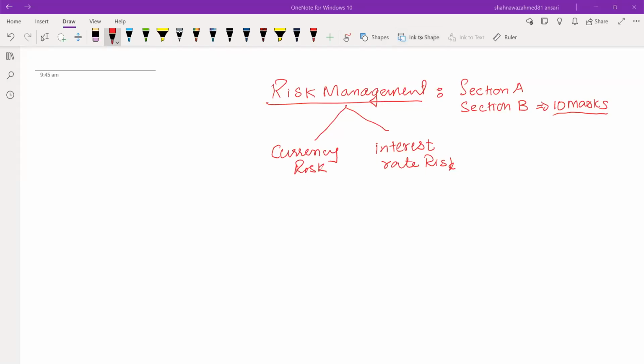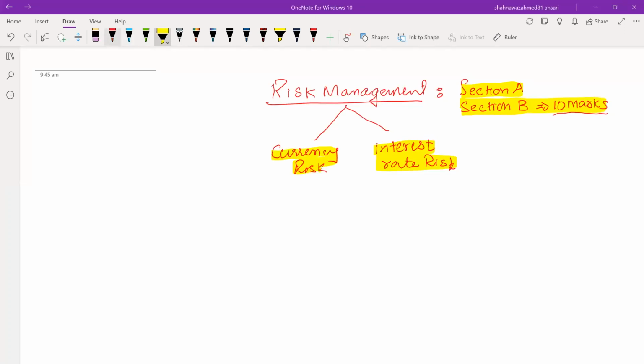Dear student, in this revision webinar, we are going to discuss risk management. The risk management section of FM covers currency risk as well as interest rate risk. This topic is examined in Section A as OTQs, or there might be a Section B 10-mark question. Usually there will be a 10-mark MTQ. So it is a very important area for the exam.